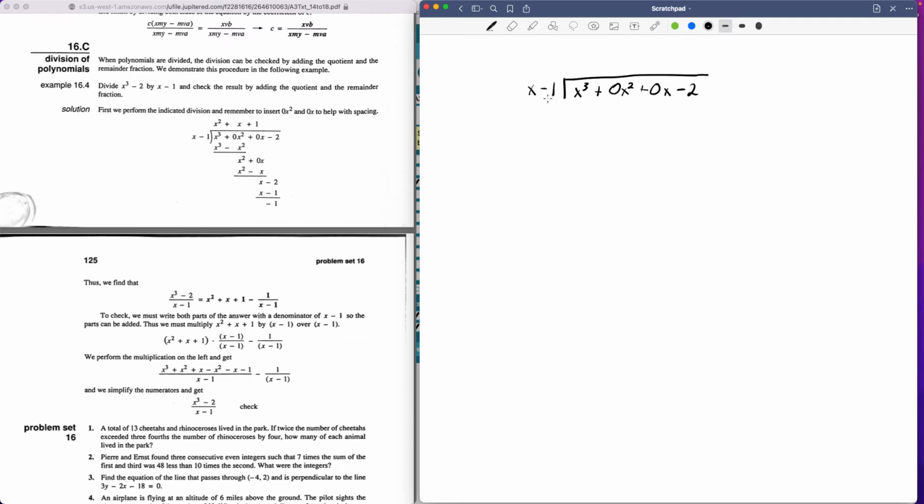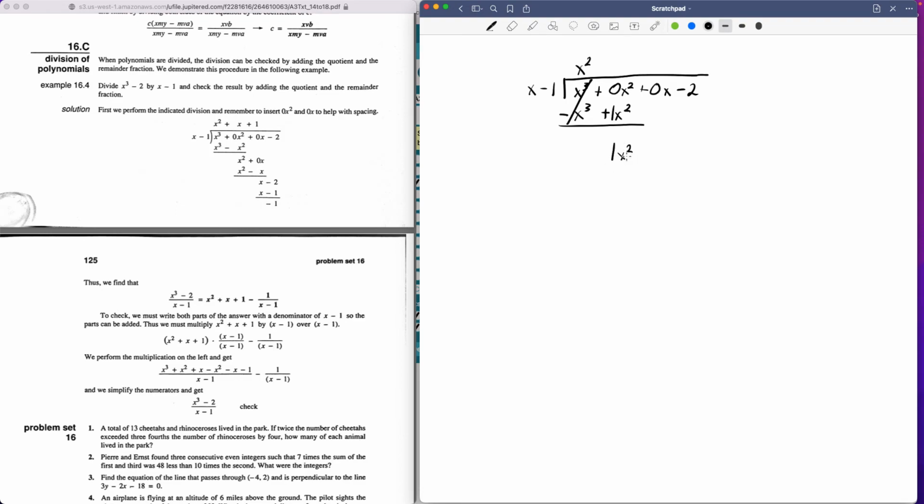So x minus 1, you always look at the x. So x times what gives us x cubed? That'd be x squared. X squared times x is x cubed. Now we go ahead and carry out that multiplication with our negative 1. So x squared times negative 1 is a negative x squared. We change the sign so we can subtract just like we do in regular long division. That cancels the x cubed, and that adds a 1x to our 0x, so 1x squared.